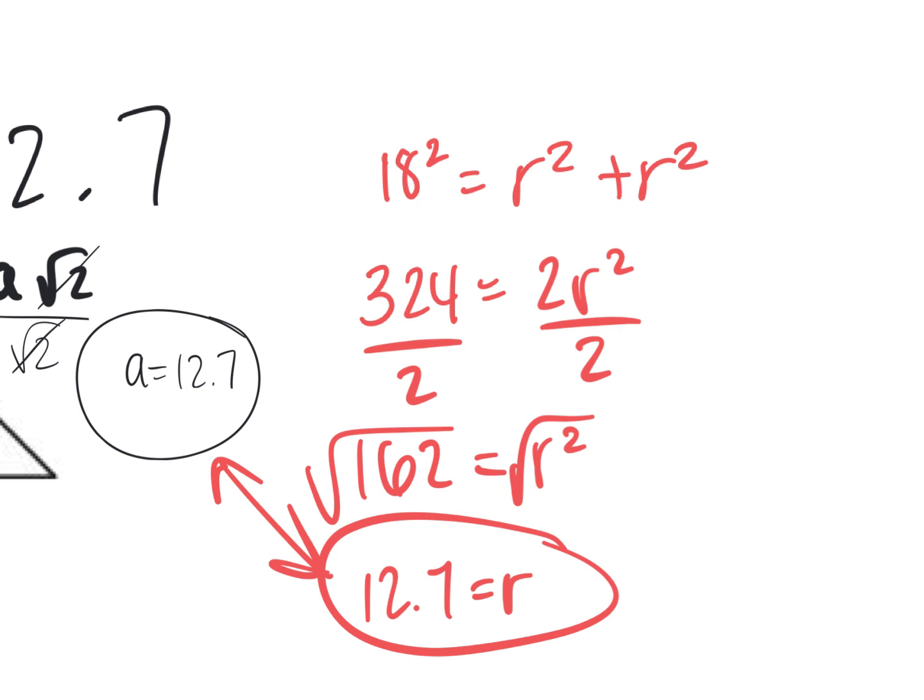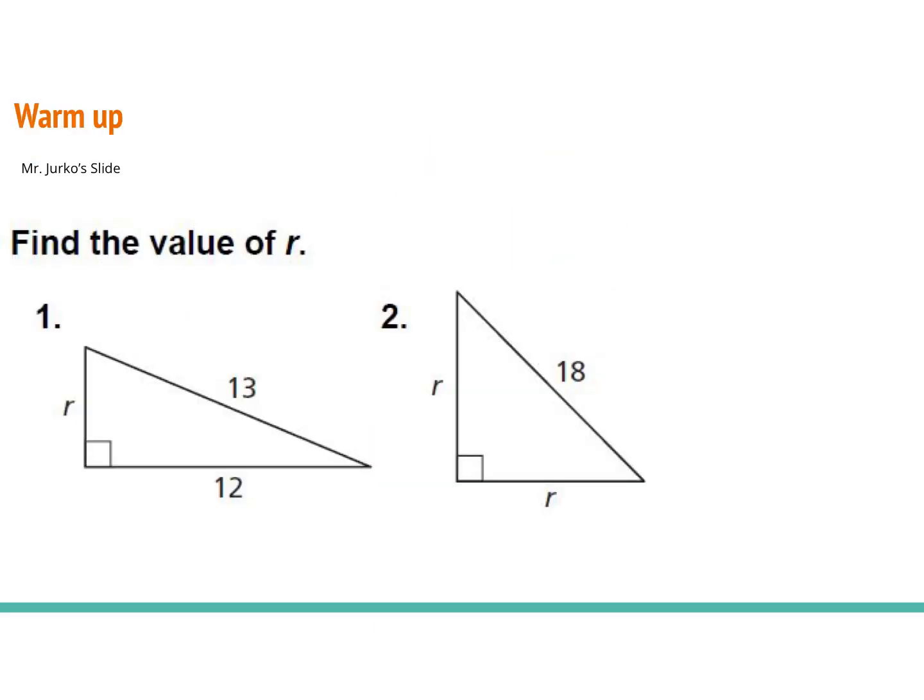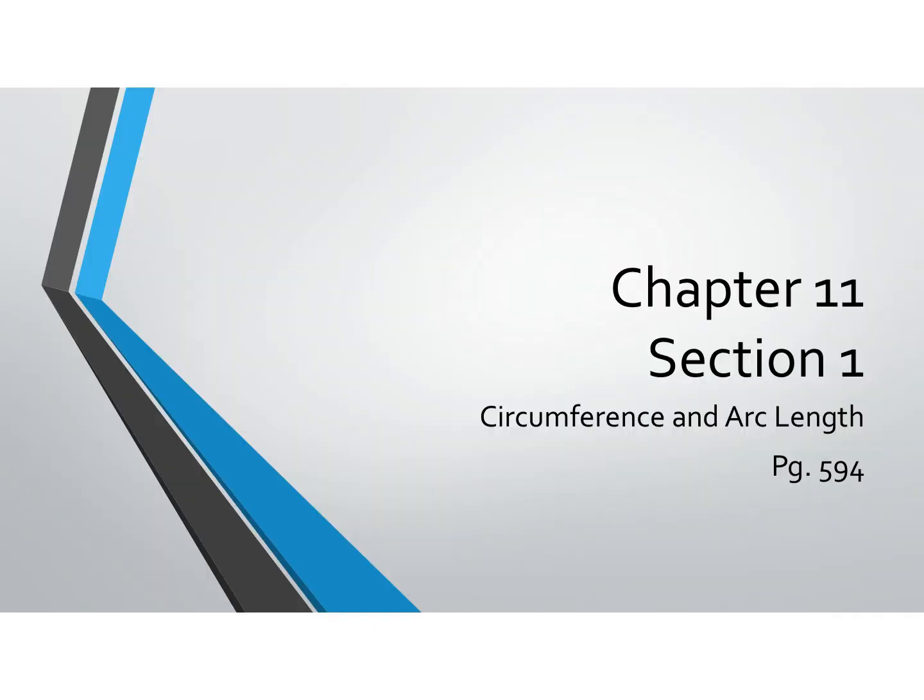What questions do we have on the second example? So 11.1 is all about circumference and arc length. How many of us have heard the word circumference before? Does anyone know what it means? Hannah? Very good. It's the distance around a circle.